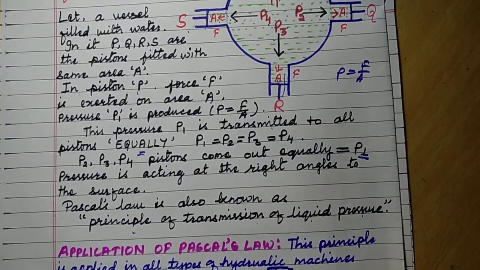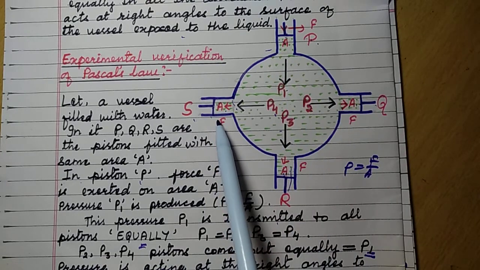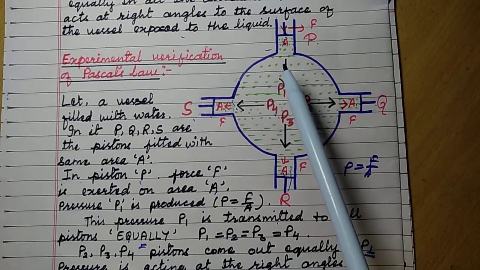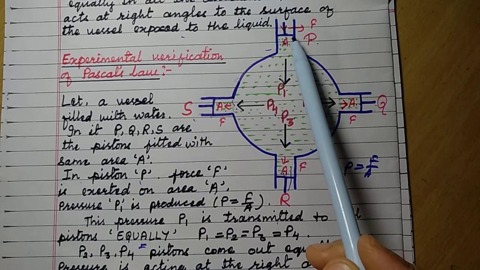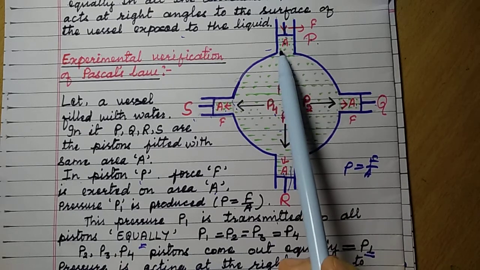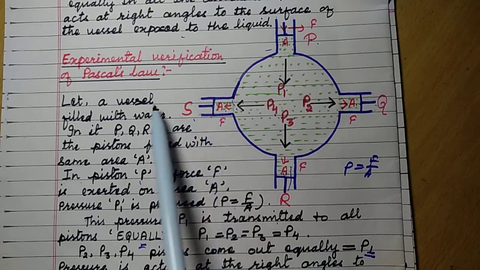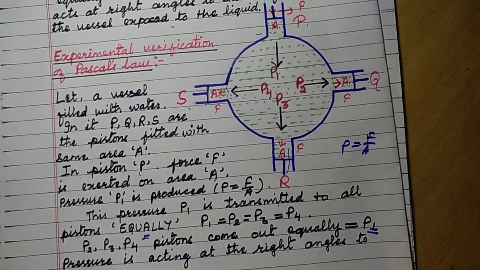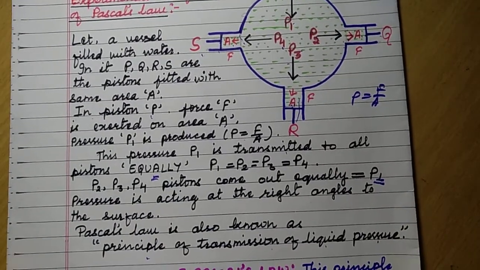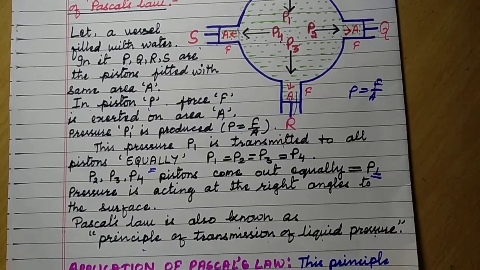This is very simple. You have to take a vessel. In this vessel 4 pistons are fitted, and you are going to apply force on one piston. This force acting on area will produce pressure. This pressure is carried to other pistons equally, and because of this other pistons come out at the equal length. So this shows the same amount of pressure has been exerted on all the pistons.